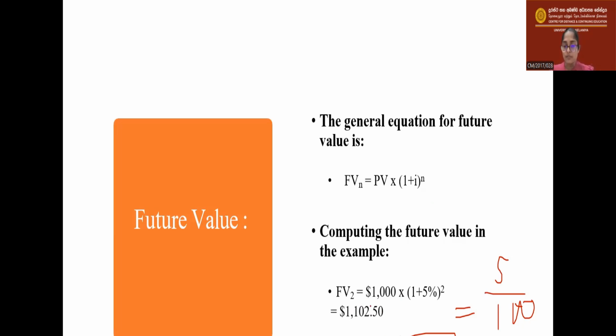So this is the answer, right? So what would be the future value then? If you have 1000 in your hand, after 2 years the value is actually 1102.50, just because of the interest rate factor. That is the future value.